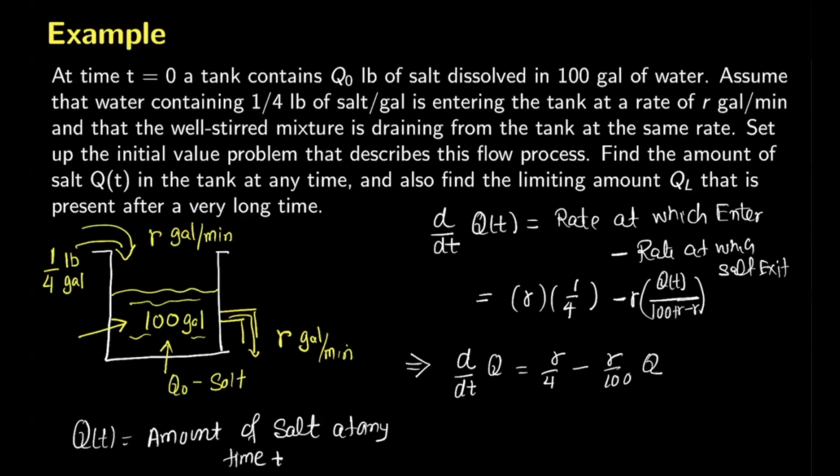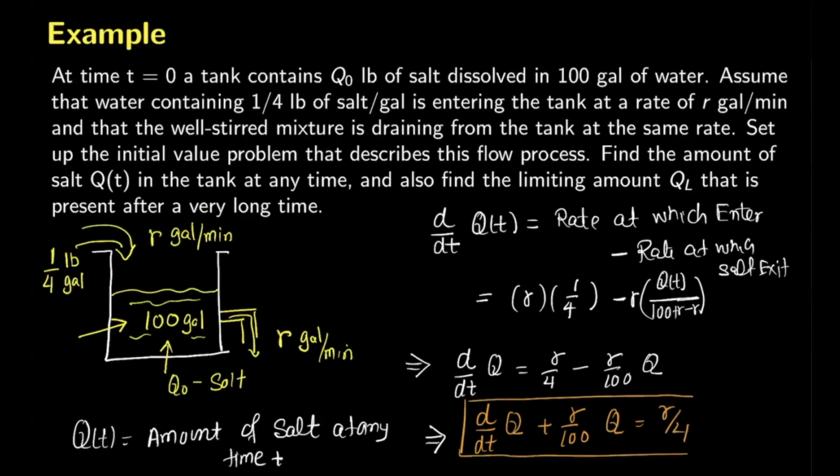As you can see, this is a first order linear differential equation, so I'm going to write it in that form now. dQ/dt plus r divided by 100 times Q is equal to r divided by 4. This is a differential equation in the form dy/dt plus p(t) y equals q(t). So this is a first order linear differential equation.